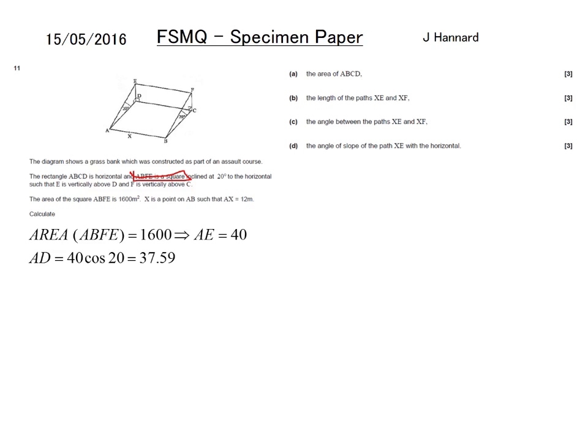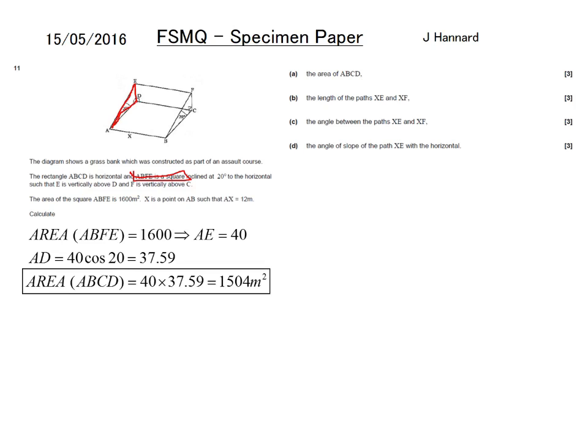Therefore, AD equals 40 cos 20, because AE, this line here, is 40. I've made a mess of this. So AD is 40 cos 20, which is 37.59. So the area must be 40 times 37.59, which is 1504 meters squared.